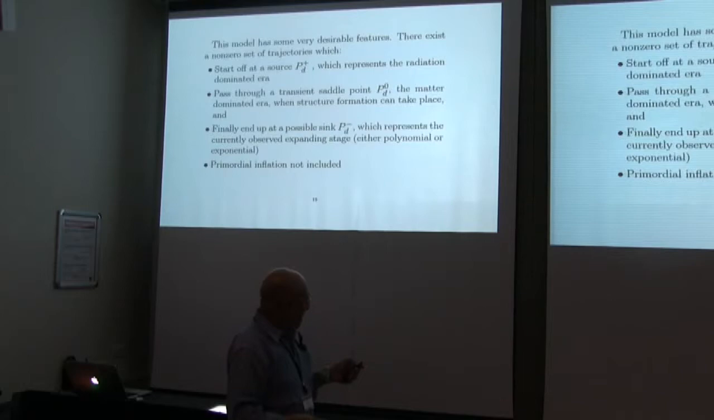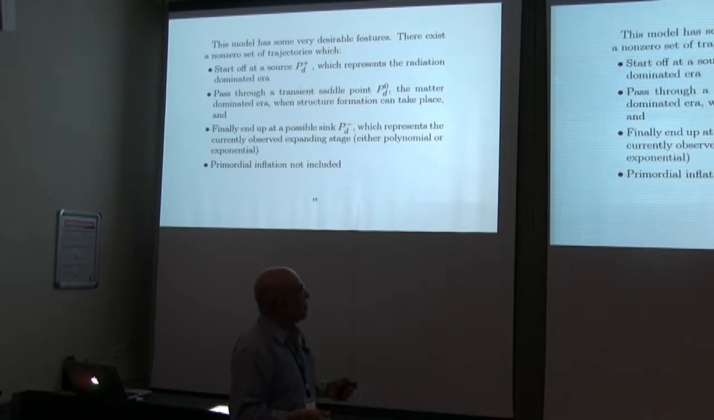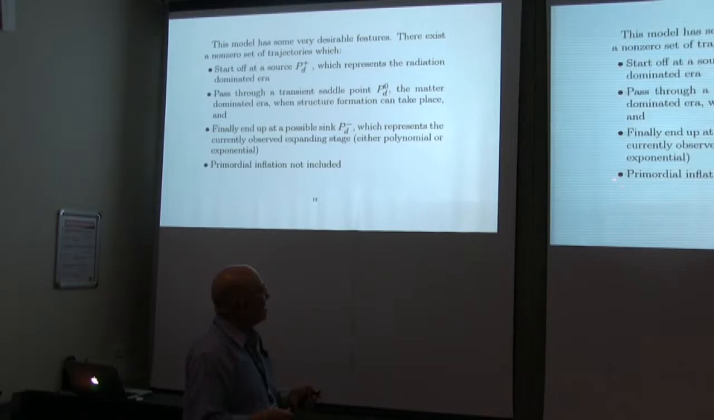So this model has some desirable features. It starts off at a source which represents a radiation-dominated era. Then it passes through a transient saddle point, P naught D, the matter-dominated era, when structure formation can take place. And then finally, it ends up at a possible sink, which represents the currently observed expanding stage. Okay, the one thing missing here is primordial inflation.